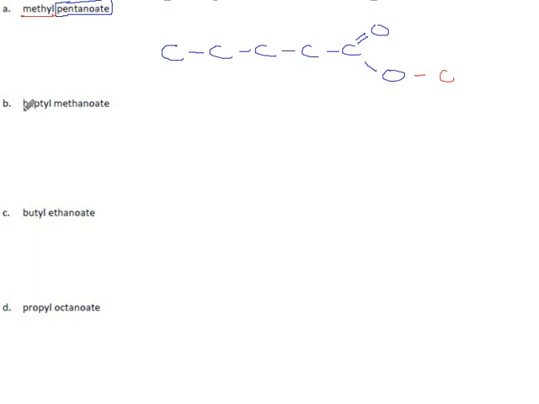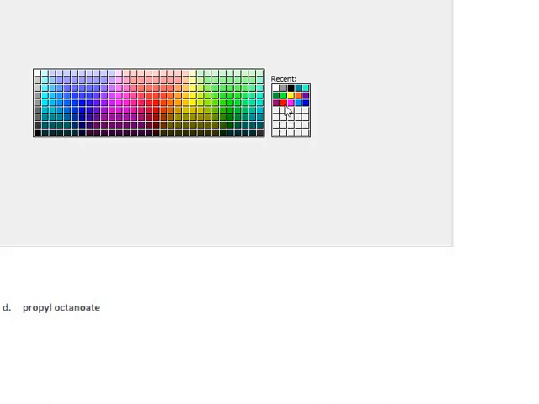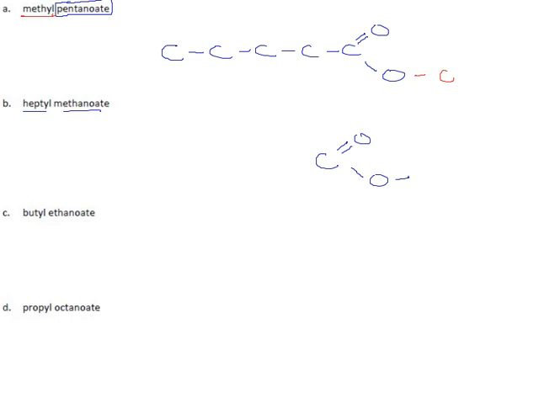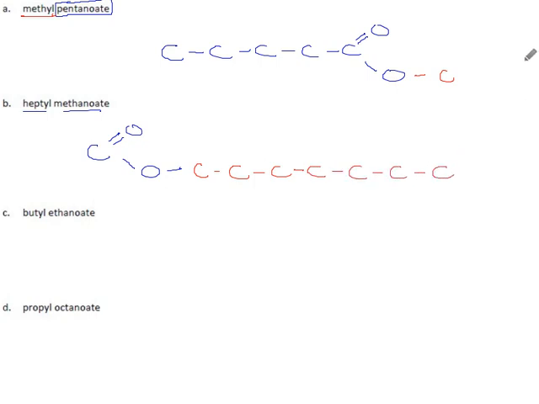Let's try a few more. Heptyl, that can wait. Methanoate means a single carbon. Okay, so there's methanoate. What's attached to it? Heptyl, as in heptane, means 7 carbons, means I probably want some more space. Let's scoot this over a bit. So there's methanoate, methyl methanoate, ethyl methanoate, propyl methanoate, butyl methanoate, pentyl methanoate, hexyl methanoate, heptyl methanoate. That should do it.